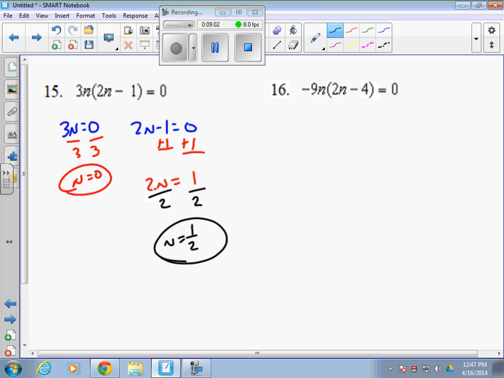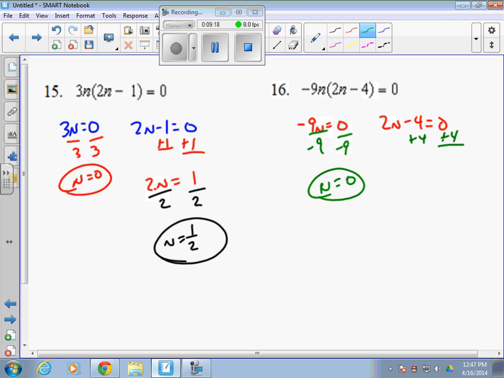Same thing with number 16. Either negative 9 times n equals 0 or 2n minus 4 equals 0. Divide by negative 9. Again, 0 divided by anything is 0. Undo minus 4 by adding it. 2n equals positive 4. Undo 2 times something by dividing by 2. n equals 0 or n equals 2.